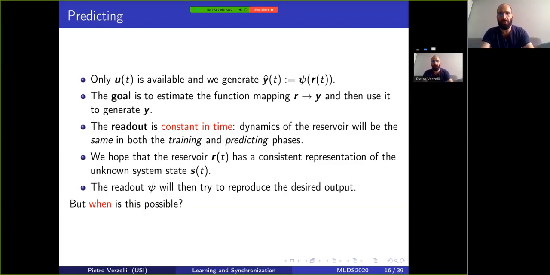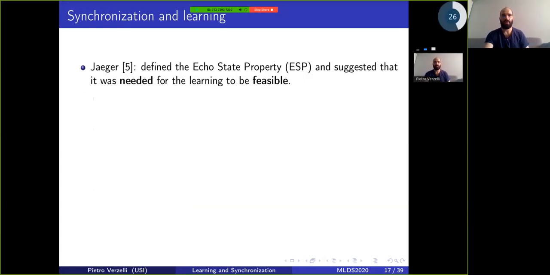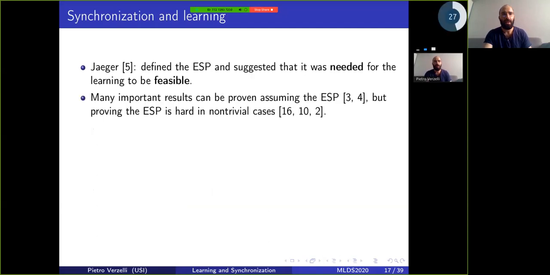So when is this possible? Do we have some hint of how to do that, any hope of this working? So Jaeger, in his seminal paper, where basically he invented reservoir computing under the name of echo-state networks, defined the echo-state property and suggested that it was needed for the learning to be feasible. So he said, okay, you need this property, which we'll discuss later, but it's pretty famous if you're confident with the literature. And many important results can be proven, assuming the echo-state property.